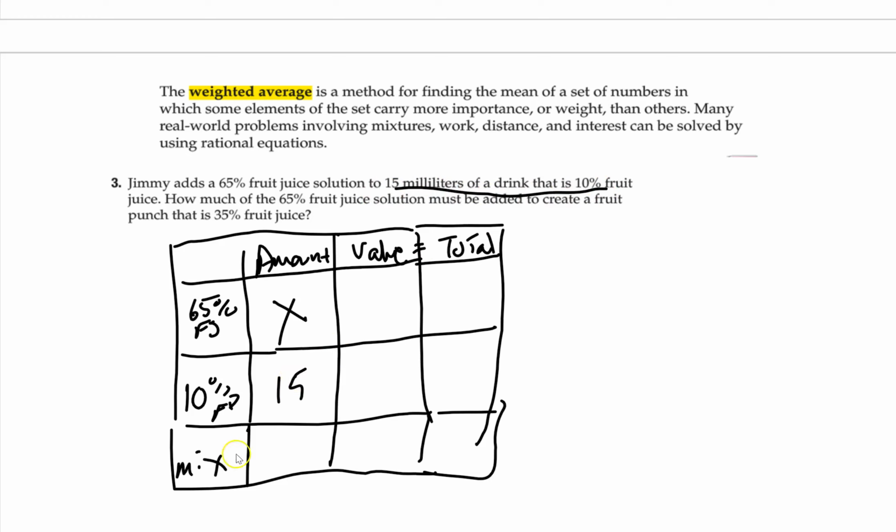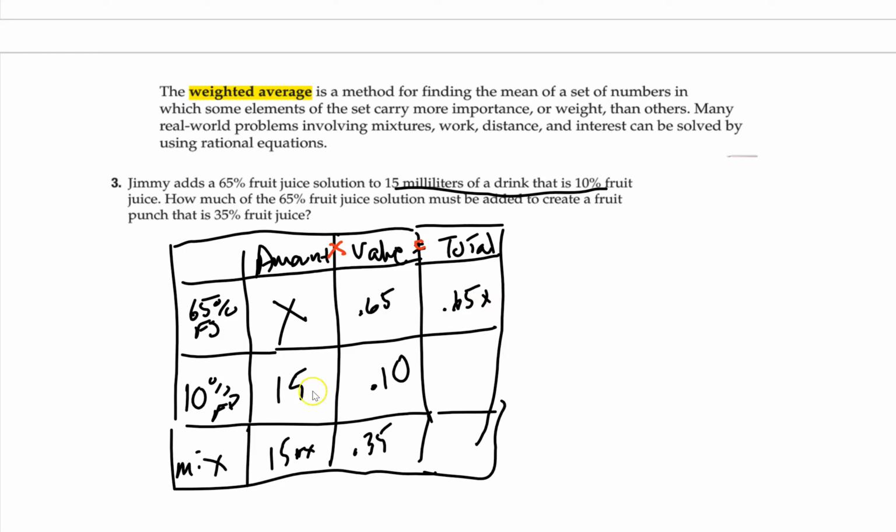Right, now again, think about this logically. The mixture, I'm adding this to that. So if I'm adding this x amount to 15 milliliters, I'm going to get 15 plus x, or x plus 15. Just add these two down. That's about the value. In this case, that means what percent of fruit juice. This has a 65% fruit juice. This has a 10% fruit juice. And look on this one, I want a 35% fruit juice. So that's the value for all of these. Then how does this last row work? Well, it always works the same way. We always multiply the amount times the value to get the total. So in this case, I have 0.65x.